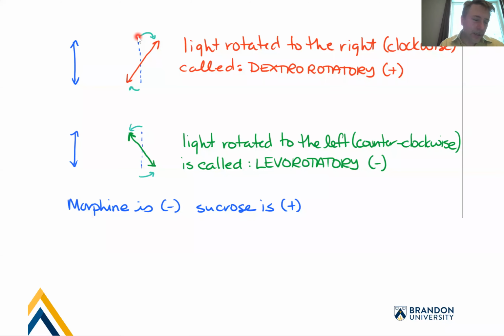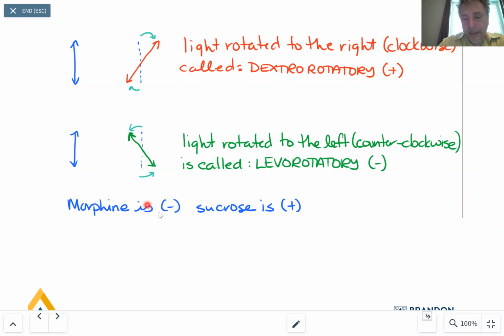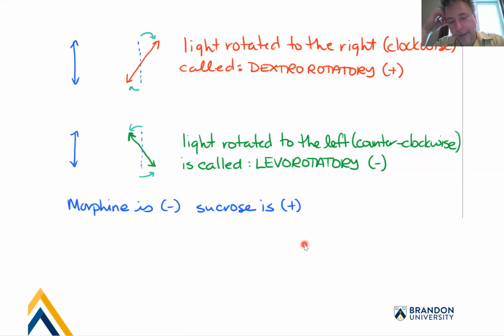There are lots of naturally occurring substances that are chiral. Morphine is one, and if you put it in a polarimeter, it is minus. Sucrose is another. You put it in the polarimeter, it is plus. You could make the enantiomer of morphine if you wanted to, and it would rotate plane polarized light in the opposite direction, so it would be positive. And you could make the enantiomer of sucrose, and it would be optically active, but it would rotate plane polarized light in exactly the opposite direction.